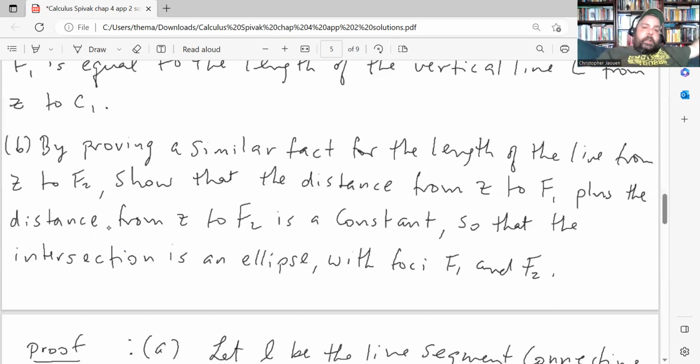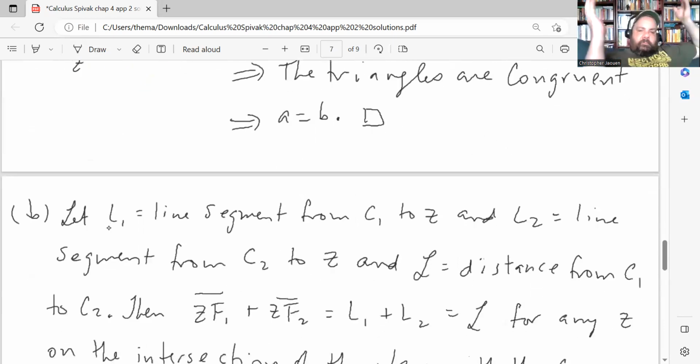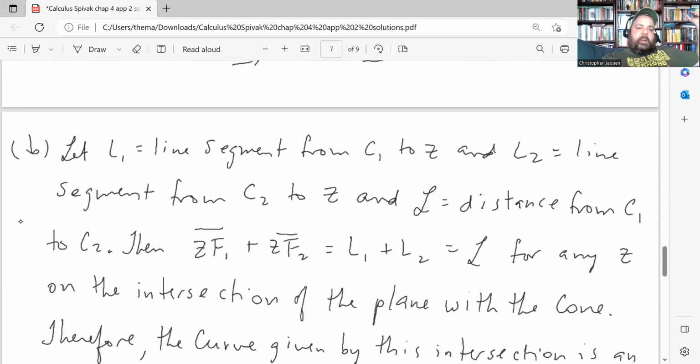Part B says, by proving a similar fact for the length of the line from Z to F2, show that the distance from Z to F1 plus the distance from Z to F2 is a constant, so that the intersection is an ellipse with foci F1 and F2. The fact that the distance from Z to F2 is equal to the distance from C2 to Z is the same exact proof as for part A, so I didn't redo that, but hopefully that's clear.